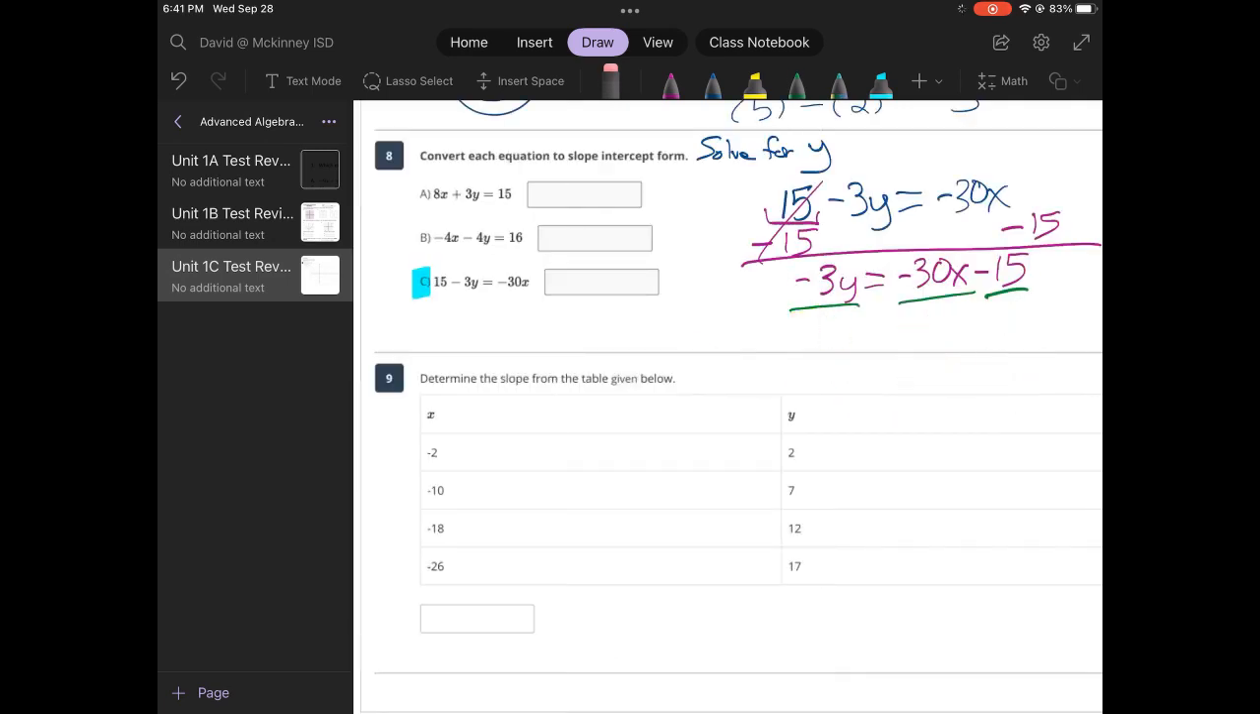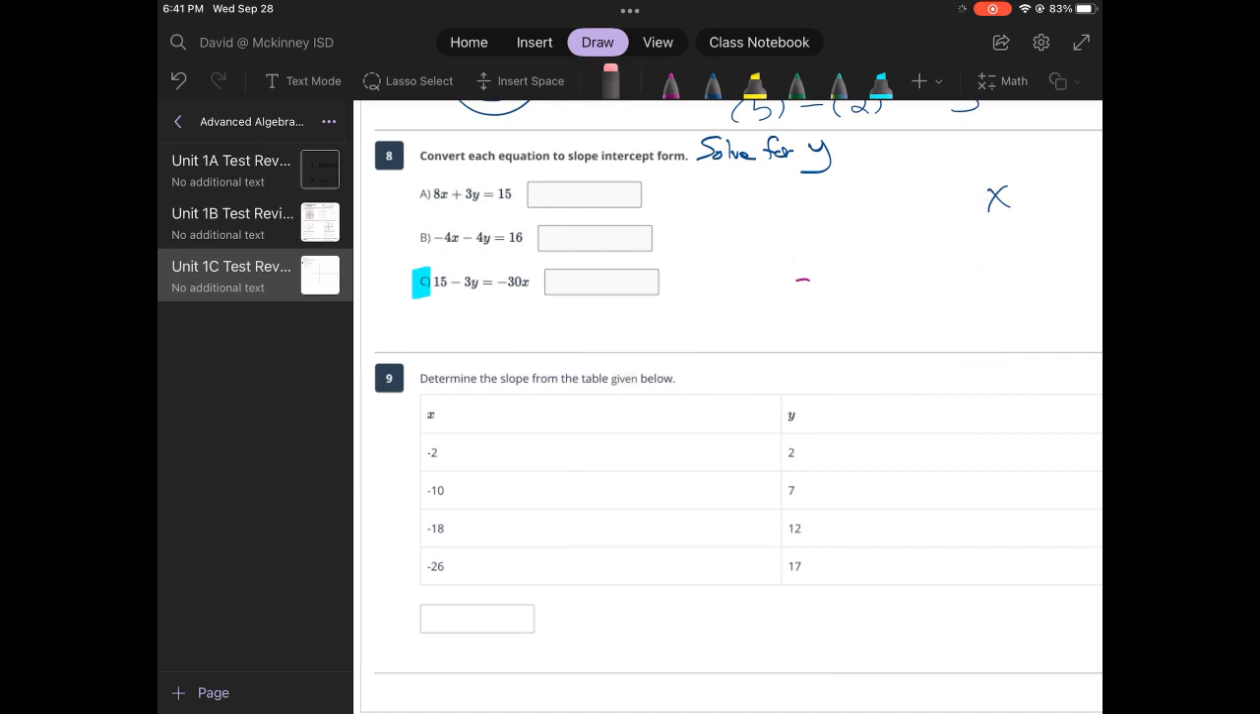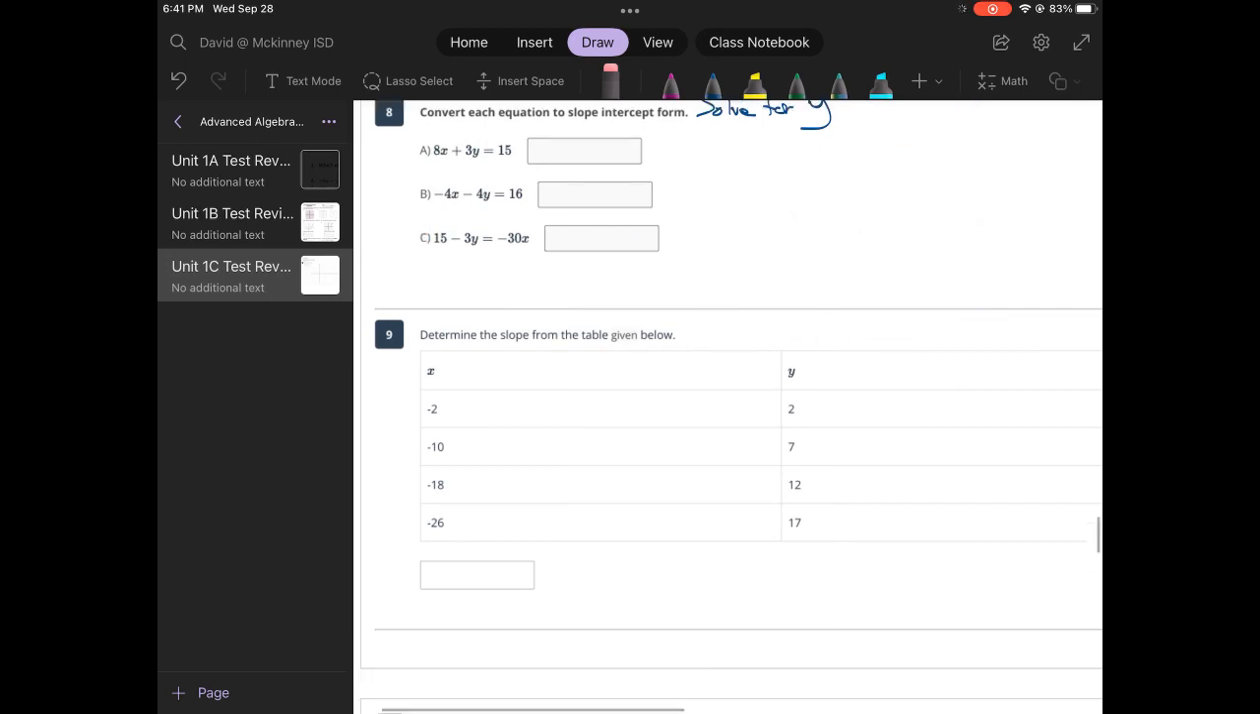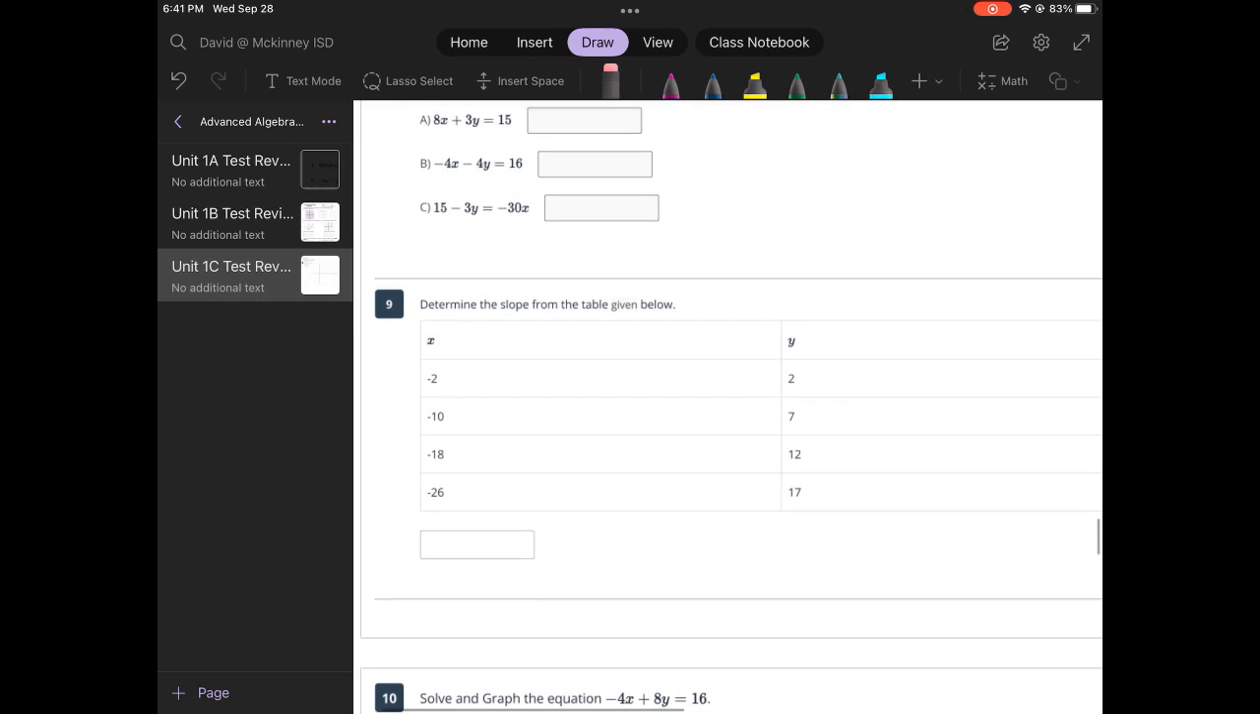Problem 9 is similar to problem 7. I'm given a table of values, and I'm asked to use this table of values to determine the slope. I just need to remember that a table of values is just a list of ordered pairs, x values and y values. Sometimes my table might say x and f of x, or g of x, or t of x. If I get that in function form, I just need to remember that g of x, t of x, f of x, those are all equal to y. And so these are just ordered pairs, negative 2, comma 2, negative 10, comma 7.